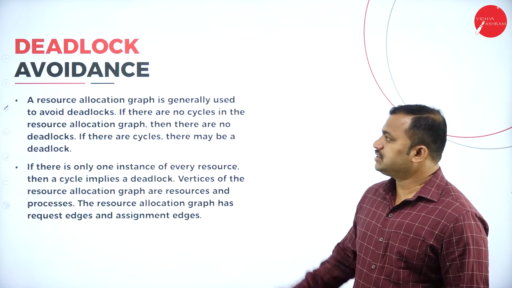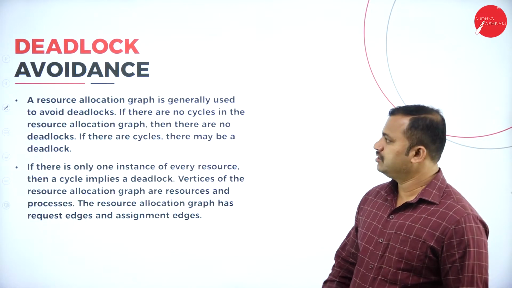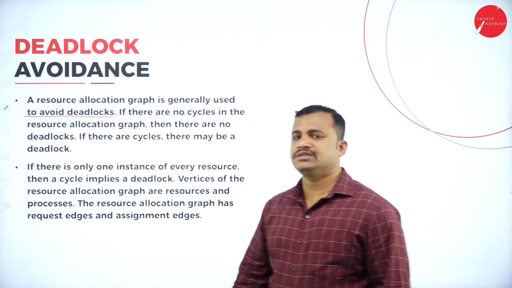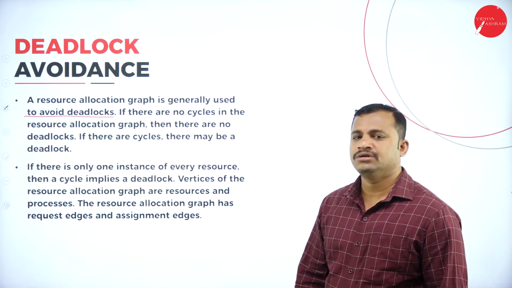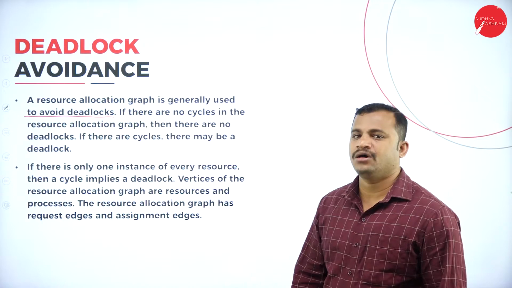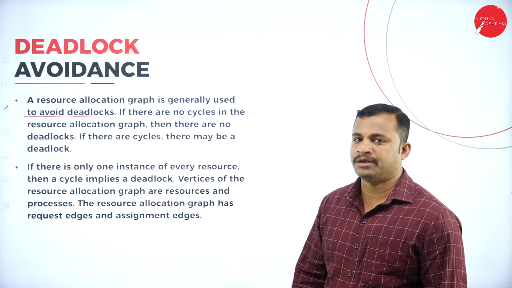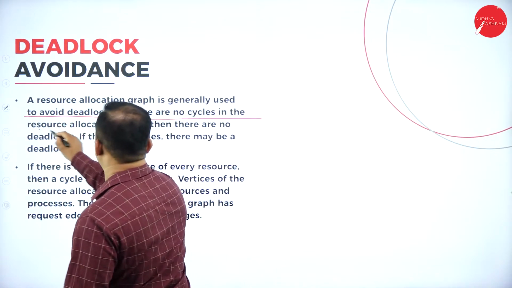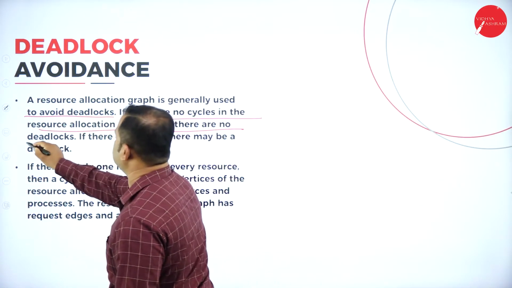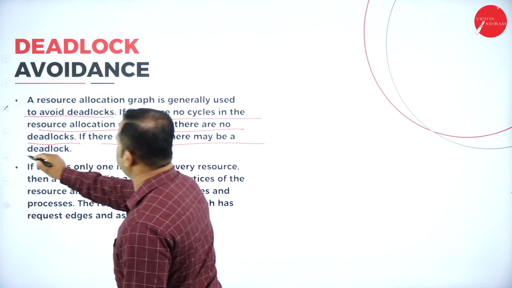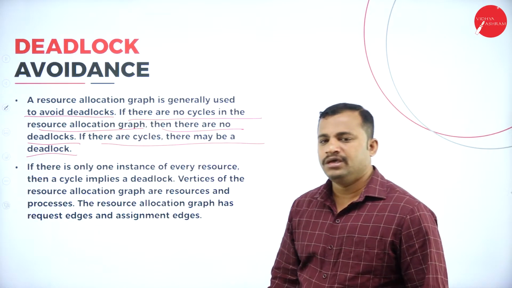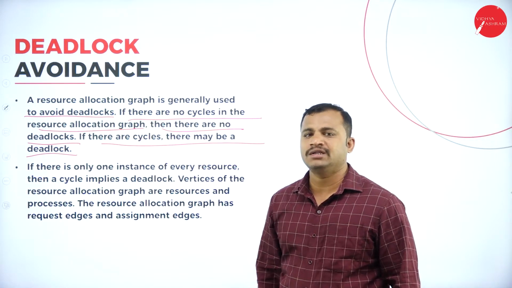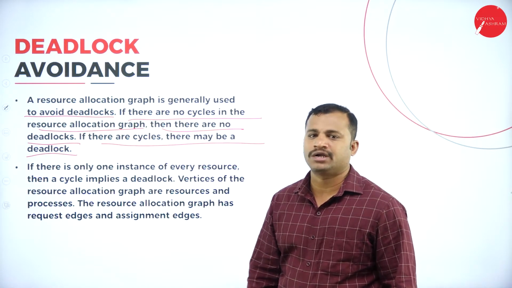Then, the resource allocation graph is generally used to avoid deadlocks. Why do we require this graphical representation? To check whether there is any cycle in the graph. If there is no cycle in the resource allocation graph, then there is no deadlock. If there are cycles, there may be a deadlock. If there is a cycle in the graph, we say that there is a deadlock. If there is no cycle in the graph, we say that there is no deadlock at all.